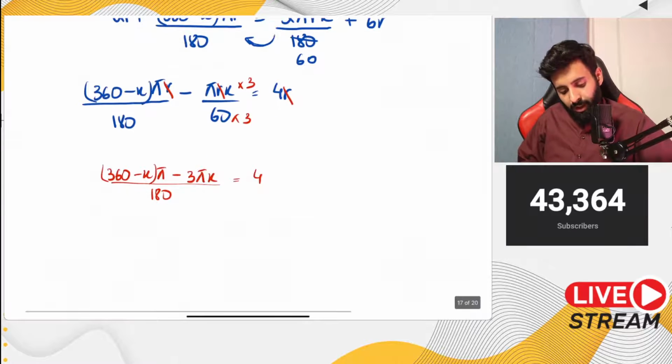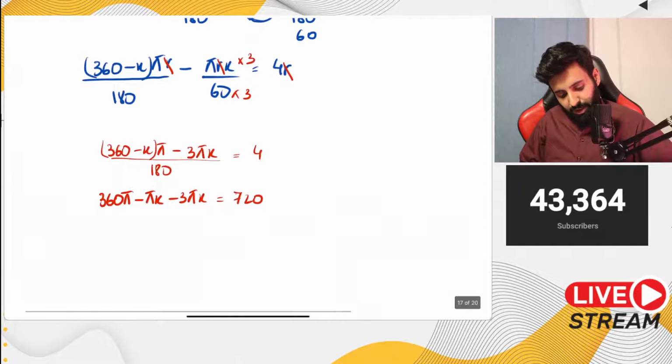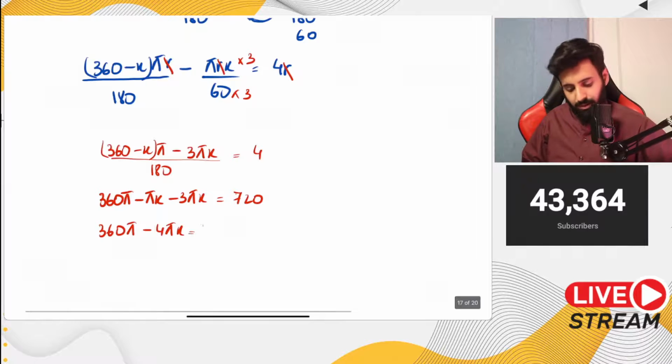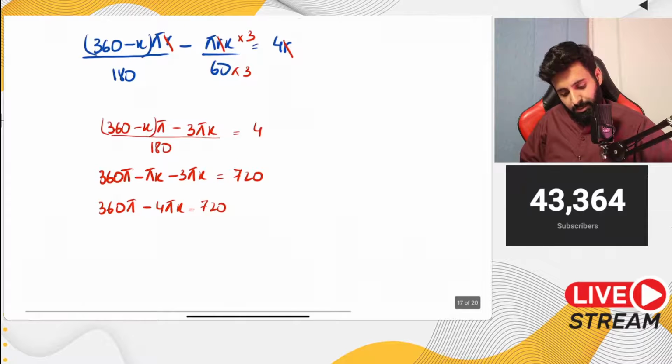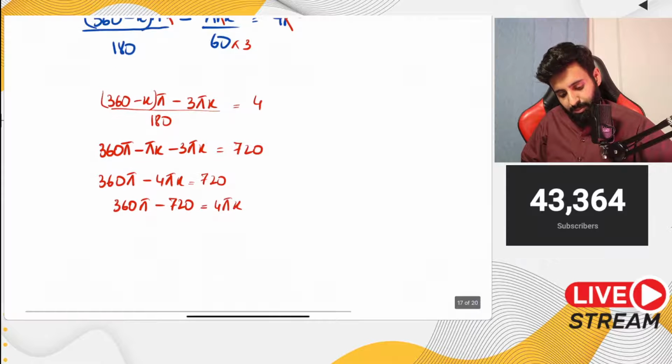Now we open this up. So 360 pi minus pi x minus 3 pi x equals 180 into 4, which is 720. So this becomes 360 pi minus 4 pi x, which is equal to 720. Now we have to make x the subject. So 360 pi minus 720 equals 4 pi x. So 360 pi minus 720 divided by 4 pi equals x.